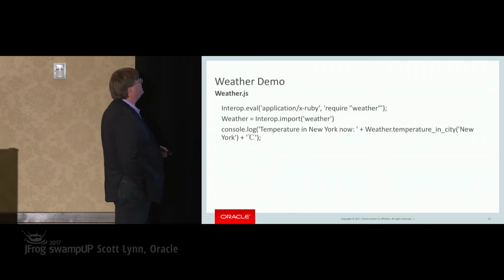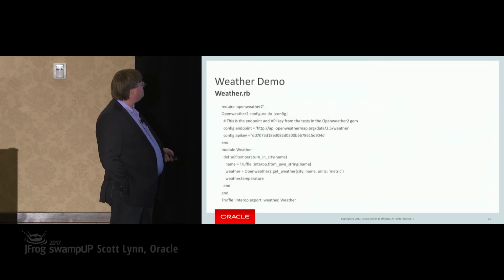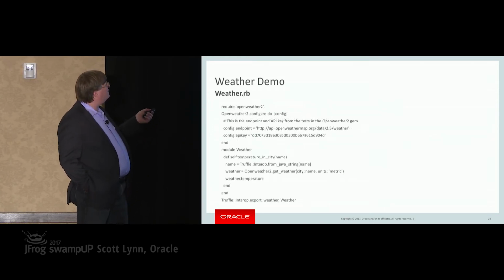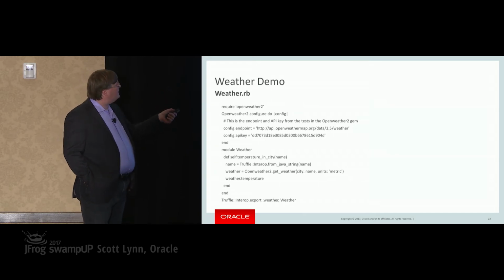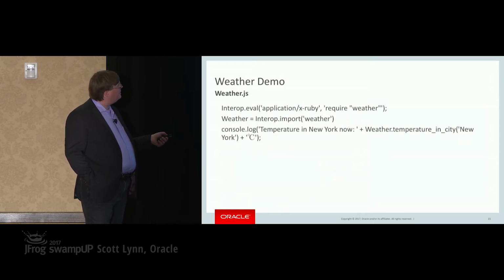It's a really simple weather demo. This is JavaScript that's going to call a Ruby application to get the temperature in New York. It's hard to read because it's kind of small. This is the Ruby code that calls a website, openweathermap.org data, right? And asks for the temperature in a city name. Here's the from Java string name, so it's taking the name that was passed in there. See New York, right here, New York.